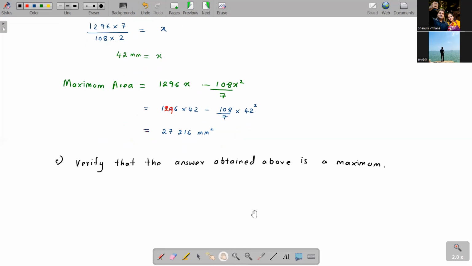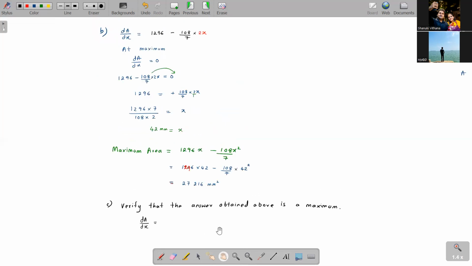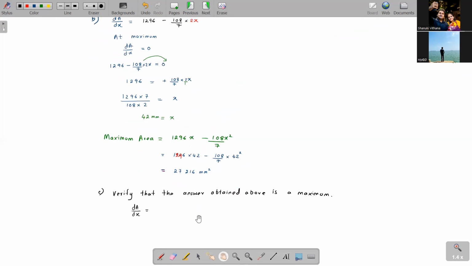Basically, this is the thing we learned in the earlier part. When you find a stationary point, we can use the second derivative to test whether you have a maximum or a minimum. Do you remember? So what's our first derivative? dA by dx was what? We got dA by dx as 1296 minus 108 over 7 into 2x. Can you see?